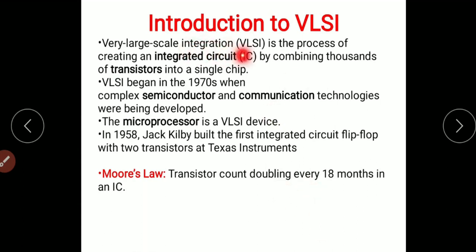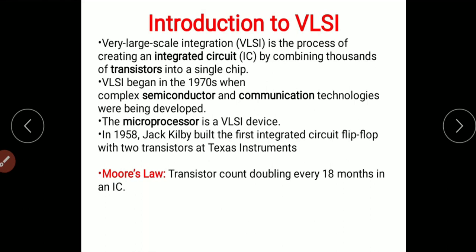So what is an integrated circuit? It is a device consisting of a large number of transistors on a small area. That is nothing but a big circuit constructed or designed on a small area. That is an IC. What is the necessity of these ICs?